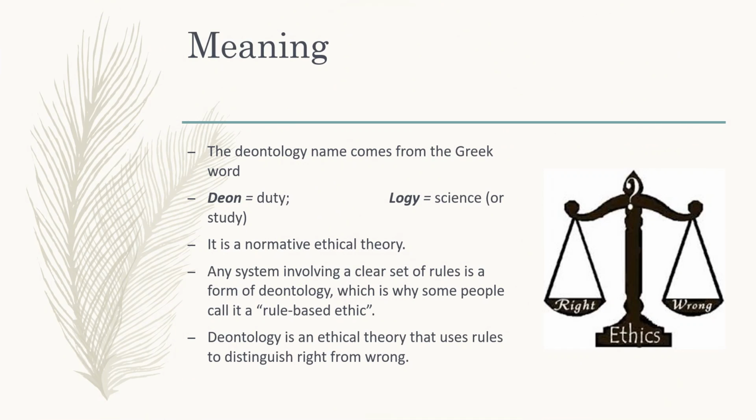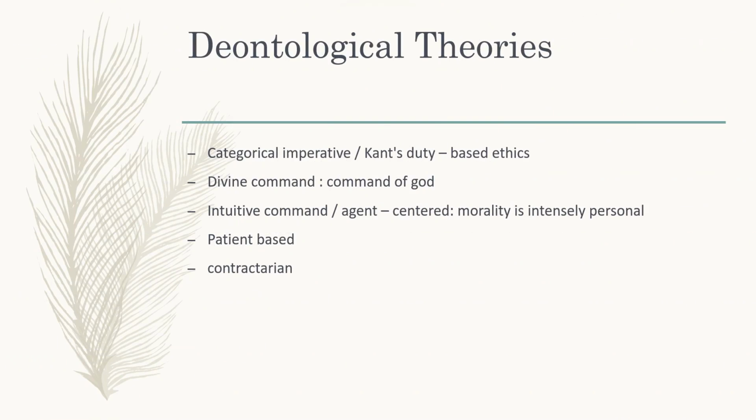We can further categorize this ethical theory into different types, that is, categorical imperative, divine command theory, intuitive command or agent-centered theory, patient-based, and lastly, contractarian. I will explain these theories later in the video.